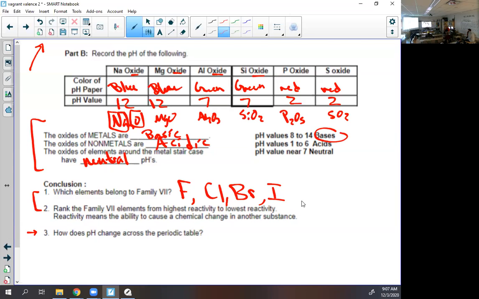Okay, then from the arrows, you can do this one on your own. Rank family 7 elements from highest reactivity to lowest reactivity. Oh, spoiler alert. It's already on the screen somewhere. All right, tell your partner which one's the most reactive one.